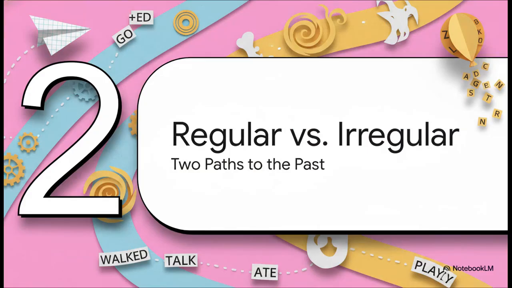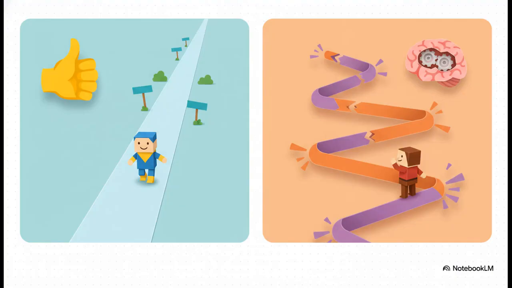Okay, so here's the deal. To use the past tense, our verbs have to change. And in English, they can take one of two different paths to get there. We're going to talk about the big difference between regular and irregular verbs, and trust me, getting this down is absolutely key.